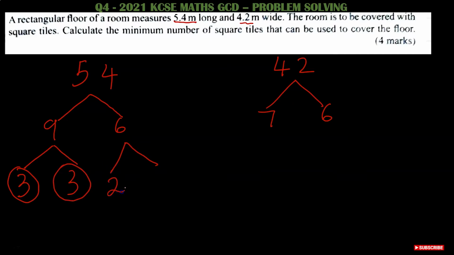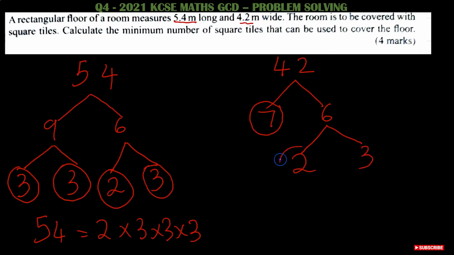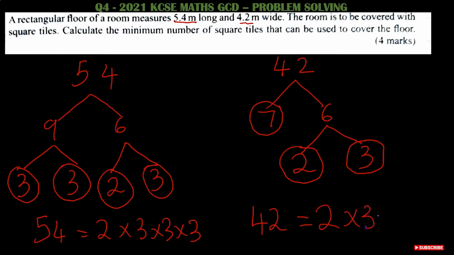6 is 2 times 3. So they are prime numbers and I'm going to circle them. So 54 is equal to 2 times 3 times 3 times 3. Now let's do this 42. 7 times 6. 7 is a prime number, so it will be circled. 6 is not, so I will carry on. This is the same as 2 times 3. They are both prime numbers. They get a circle. So 42 then is the same as 2 times 3 times 7.